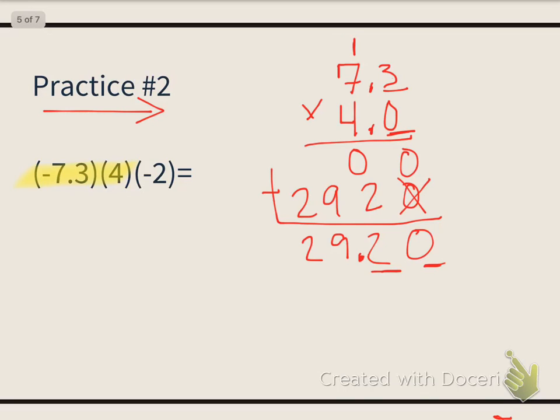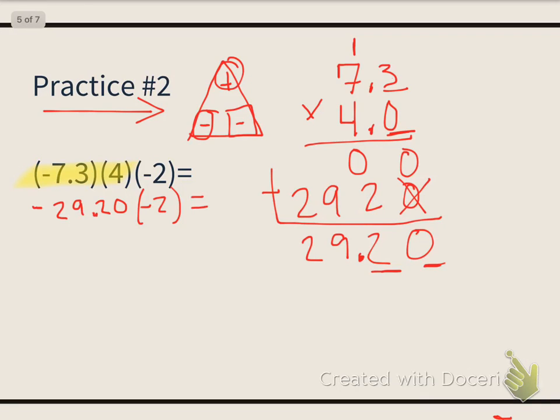So, negative 7.3 times 4 is 29.20. If we look back on our triangle, I'm going to use the different ones this time. A negative times a positive is a negative. So now I have negative 29.20 times negative 2.